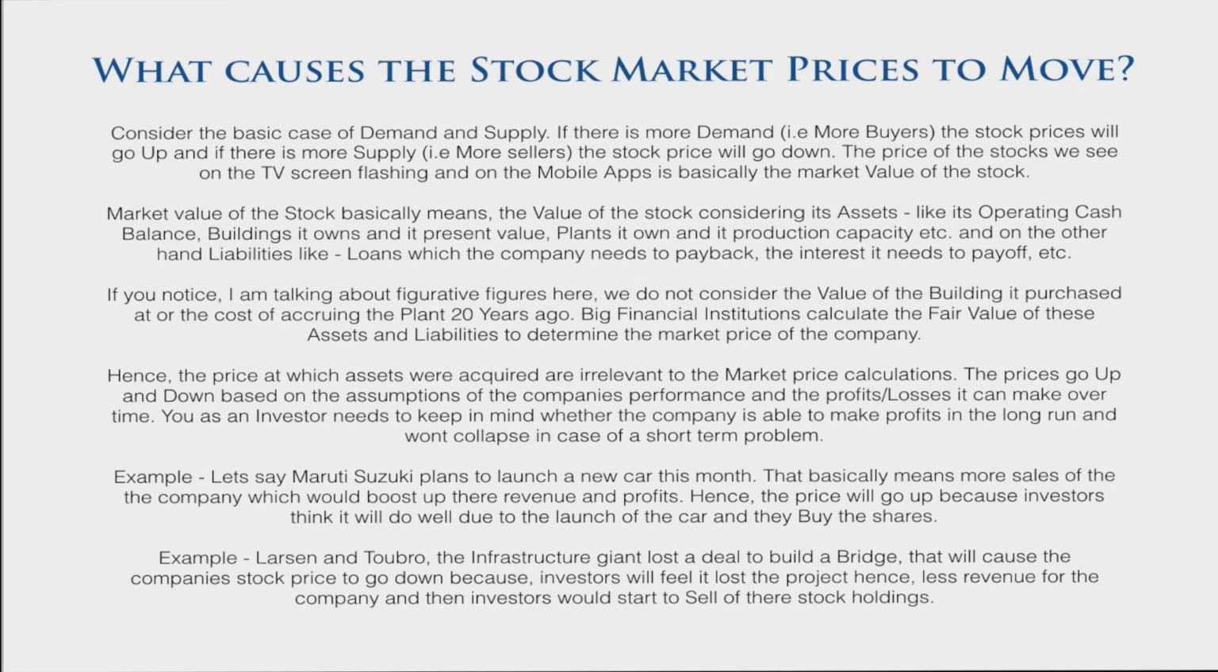Big financial institutions calculate the fair value of these assets and liabilities to determine the market price or the intrinsic value of the company. Hence, the prices at which the assets were acquired are irrelevant to the market price calculations. The prices go up and down based on the assumptions about the company's performance and the profit and loss it can make over time. You as an investor need to keep in mind whether the company is able to make profits in the long run and won't collapse in case of a short-term problem.